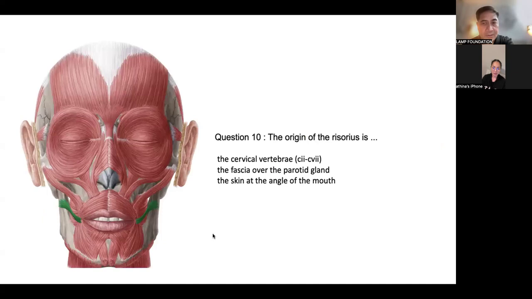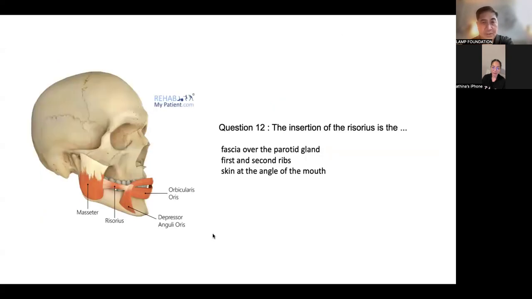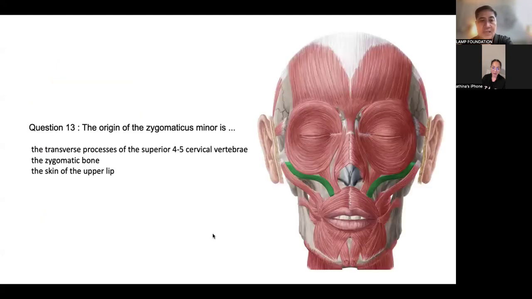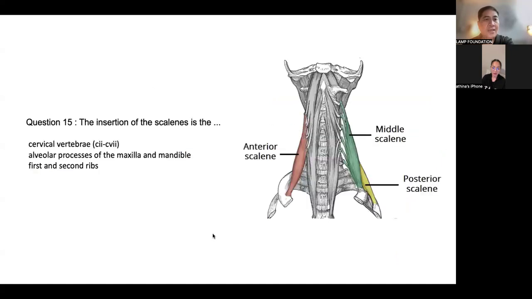Origin of the risorius is the fascia over the parotid gland. Origin of the zygomaticus major is the zygomatic bone. Insertion of risorius is the skin at the angle of the mouth. Origin of zygomaticus minor is the zygomatic bone. Origin of the scalenes is the cervical vertebrae from C2 to C7. Insertion of the scalenes is the first and second ribs.